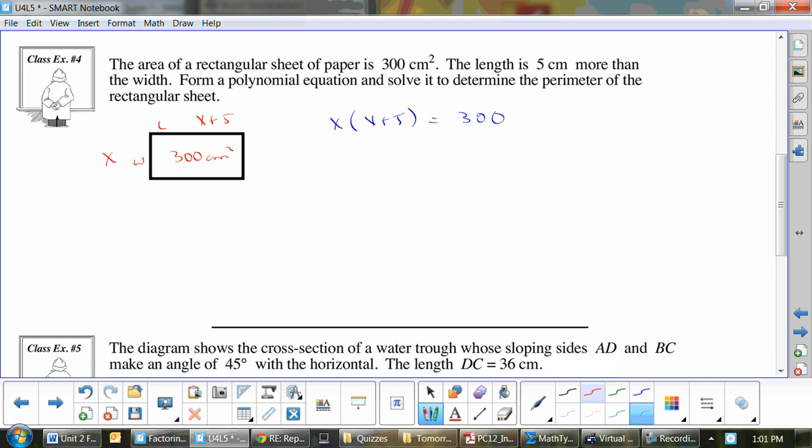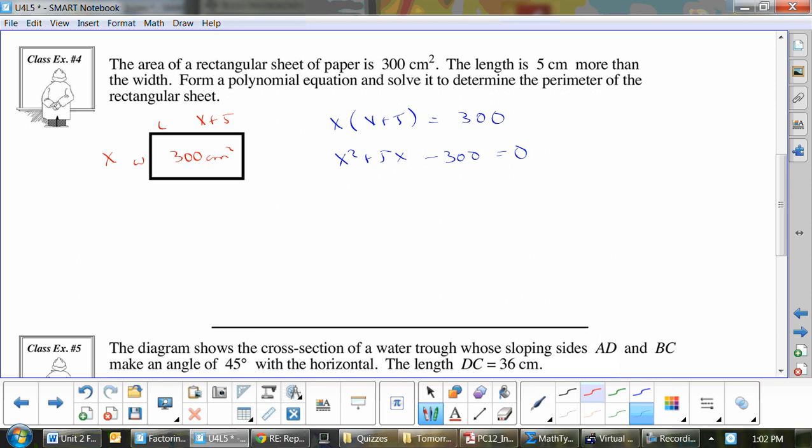So now we're going to make it into a polynomial that equals 0. So we got x squared plus 5x. I'm going to bring the 300 to this side. Minus 300 equals 0. Now I can solve for it. If this was a multiple choice question, I might just put this in my calculator. Find the x-intercept. Okay, but let's pretend that this one is a written response.